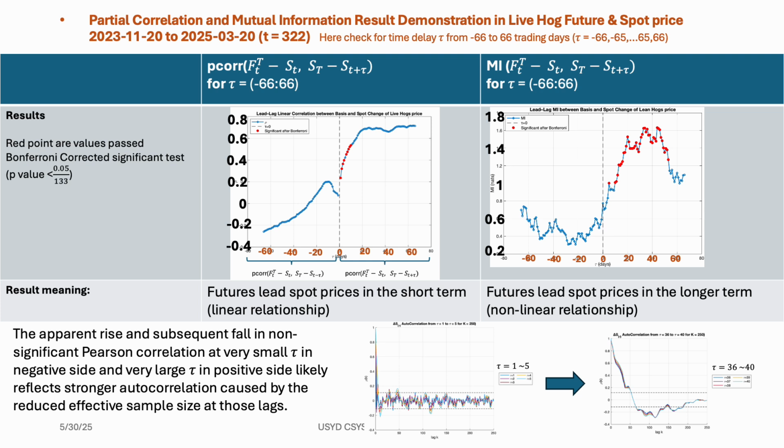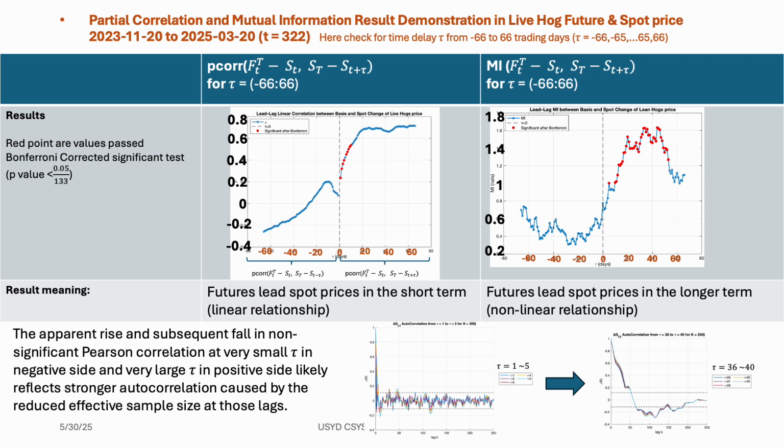From the results shown in the table, we could say the future leads the spot price in the short term linearly. However, from the perspective of mutual information, we find the future leads the spot price in the longer term. The significant value remains at around 14 trading days, which is about 2 months and covers the whole contract period.